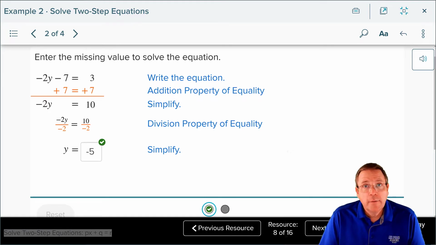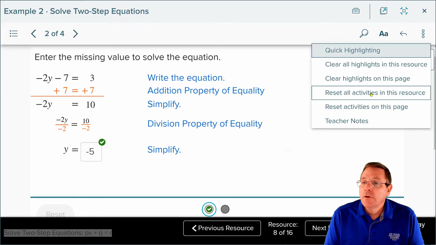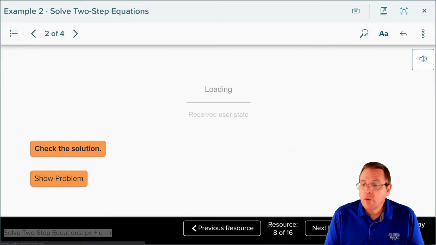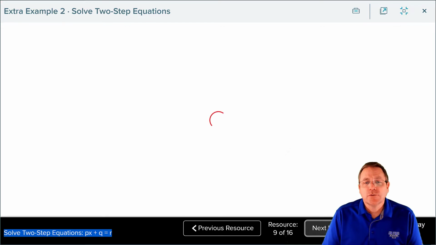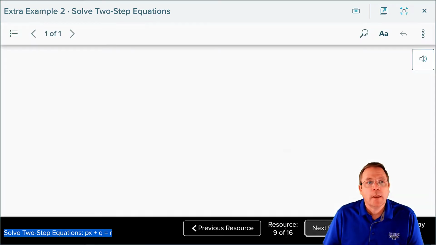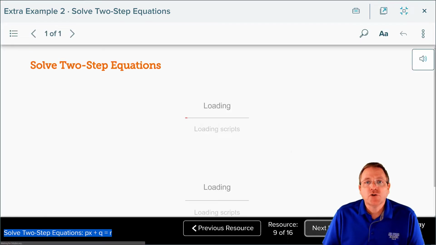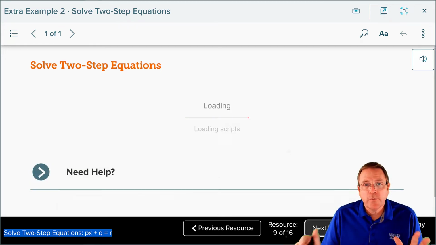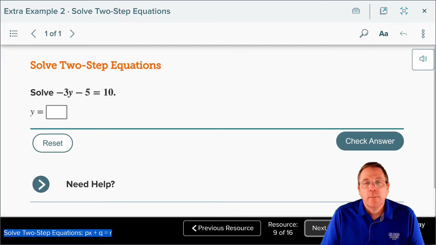That is a great example, though, showing your work. That's the kind of stuff I must see, and you're going to get an opportunity now to show me that you understand it on extra example 2. As you're working this problem, make sure that you're showing all your steps on paper with a pencil before you submit your answer. You have to have the work on paper first. Go ahead and solve it.